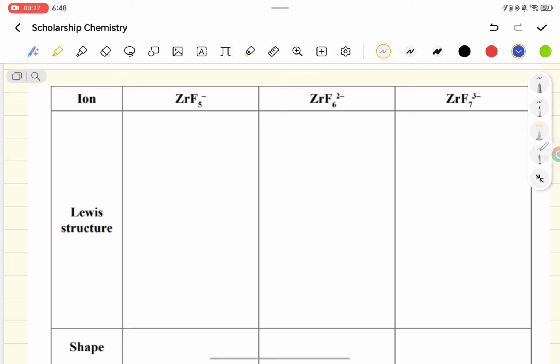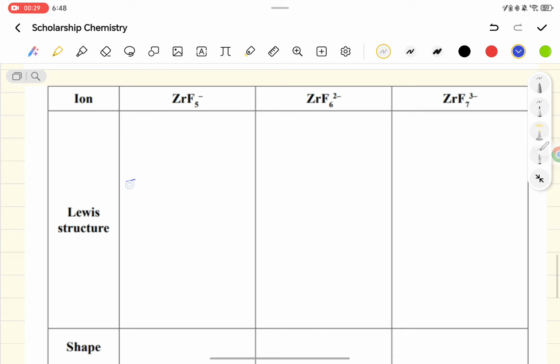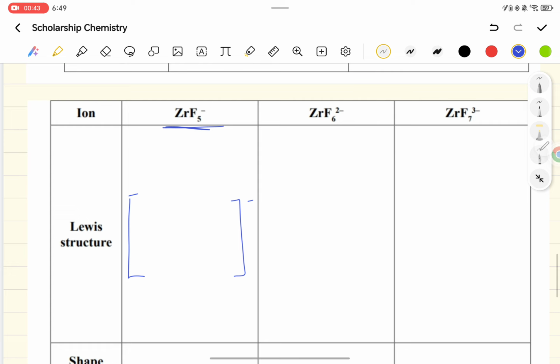Same as before, when we see an ion, we'll put a square bracket around it and put the charge outside. We'll do this first so we don't forget. Right, let's take a look at our first ion, ZrF5-. First, we have to determine the central atom, which is Zr.